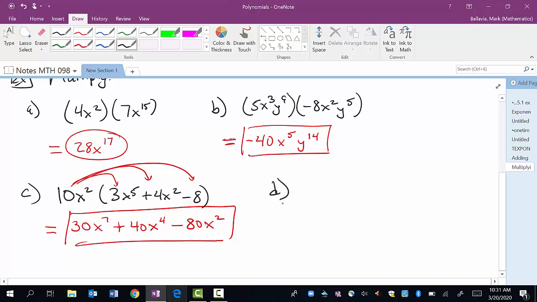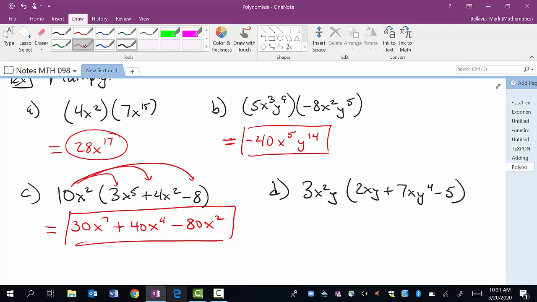And we'll look at just one more like that. If I said I had 3x squared y multiplying 2xy plus 7x y to the 4th minus 5. Again, it's a monomial times a polynomial. You're going to distribute through.